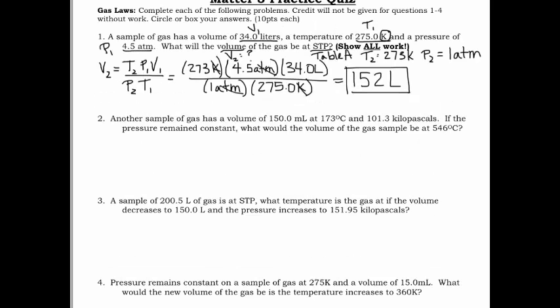Another sample of gas has a volume of 150 milliliters. That's my V1. At 173 Celsius. Now that's Celsius, so we have to convert it. I'm going to convert it right now. I'm going to add 273 to that number, and my T1 is going to be 446 Kelvin and 101.3 kilopascals. That's pressure. So pressure can, not P2, P1. Pressure can be in kilopascals or atmospheres.